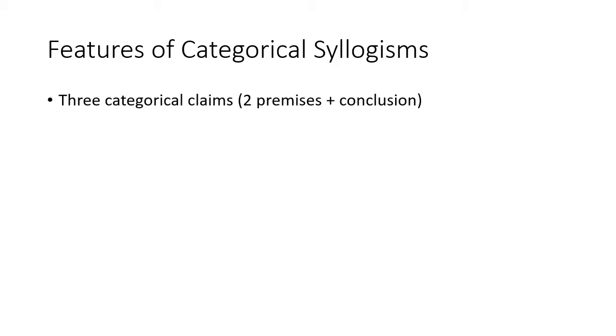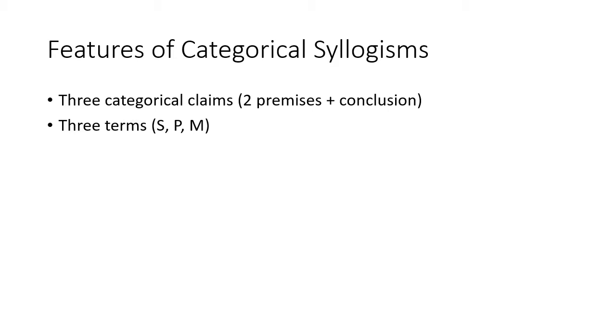So I want to talk, this will be the last thing that we discuss, about features of these categorical syllogisms. Categorical syllogisms all have three categorical claims. So that's all syllogisms like this. There's always two premises and a conclusion.